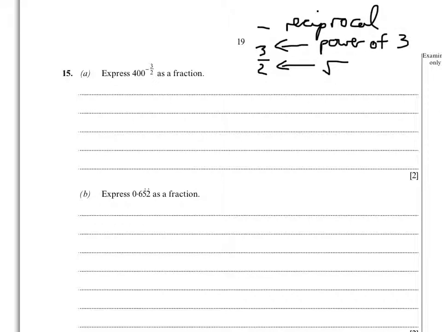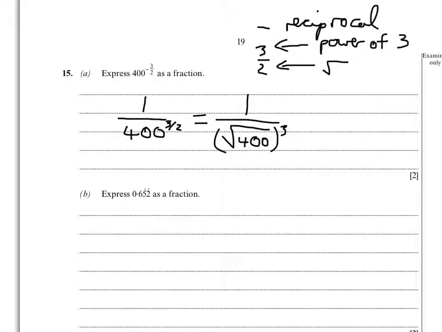So the first thing I'm going to do with my 400 is I'm going to flip it upside down. So that gives me 1 over 400, but it's still to the power of 3 over 2. The next thing I'm going to do, because it's going to make it easier to do this part first, is find the square root of it before I cube it.